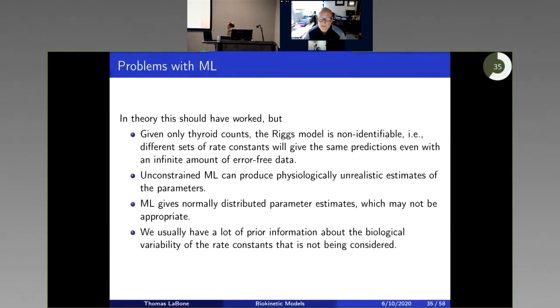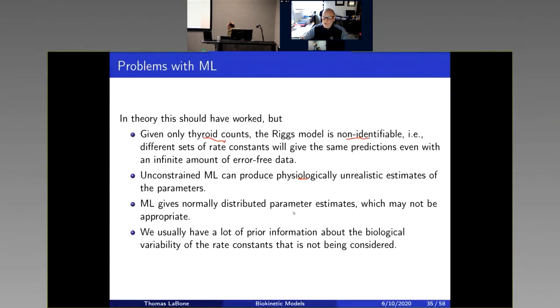Okay, so again, in theory, this should have worked. It looked pretty good, but it depends what data you have. If we had urine data or blood data, then we probably could have identified all of the rate constants in this model, but given only thyroid count data, the Riggs model is non-identifiable. Again, we can't come up with unique solutions. And unconstrained maximum likelihood can give you physiologically unrealistic estimates of these parameters for that reason.